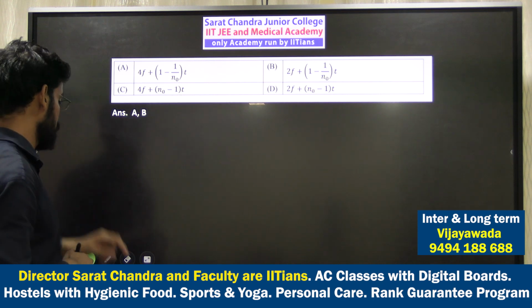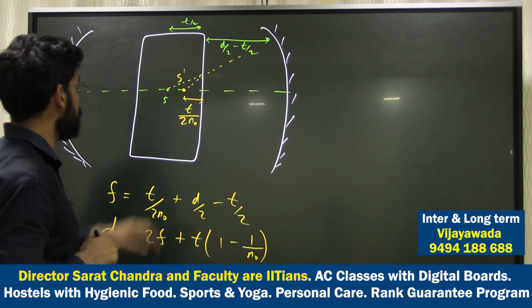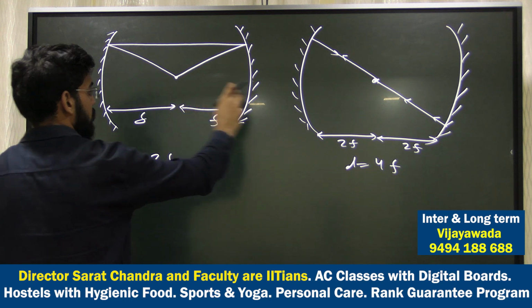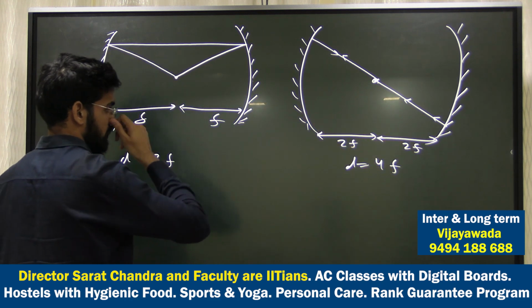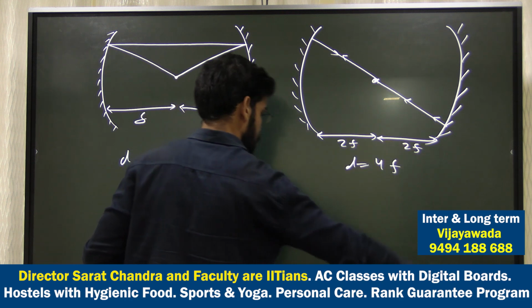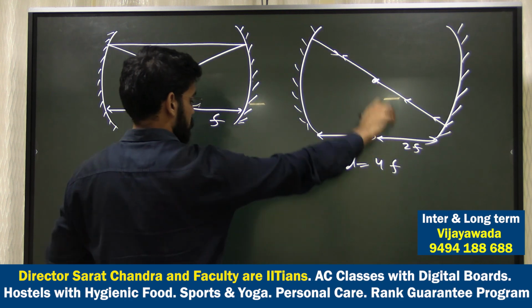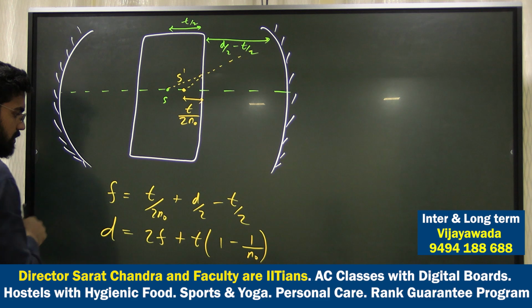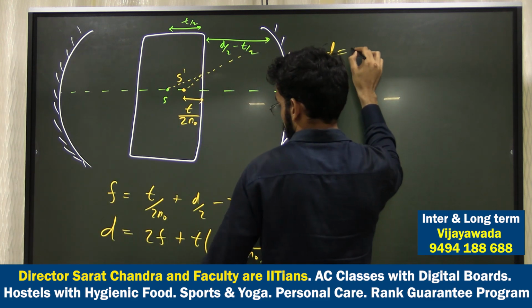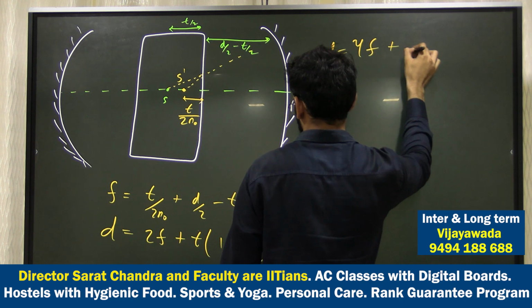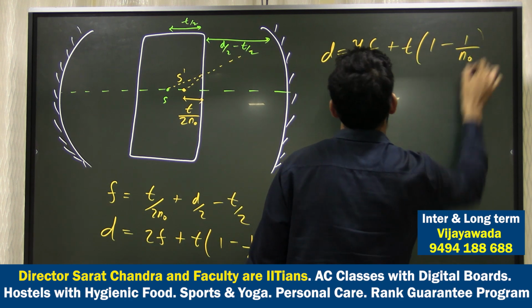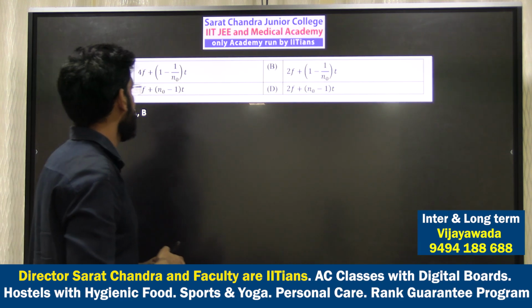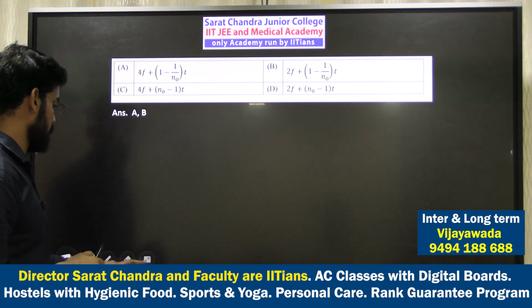Option B. Now see, understand, in this particular case you said this is f, but this distance can be at 2f also. So wherever you are putting the f, there you can put 2f, right? Because you have to consider both cases. So wherever you put f, here you will put 2, this 2 will come, this will become 4. So another option will come, option D what? This will become 4f plus t into 1 minus 1 by n naught. So this can also be your answer, which is option number A, right? So that's how option number A and B came. Understood?